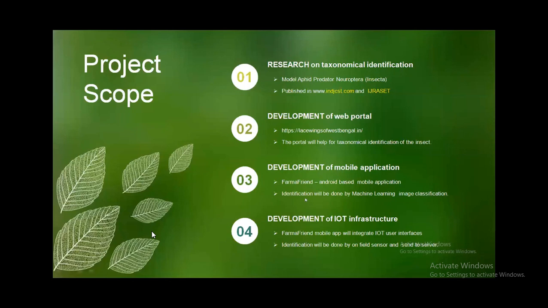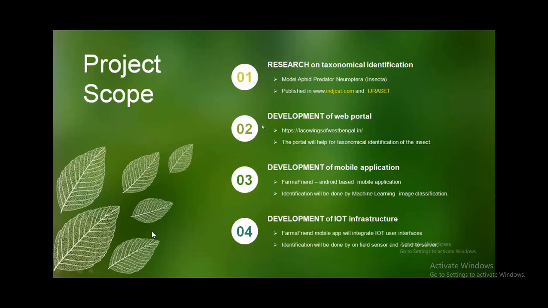Next, this is the project scope as I have scaled out. There was a fundamental research work done by me with some other respected people. That was basically on taxonomical identification of some insects. The insect group was aphid predator Neuroptera. The research paper was already published in this journal, and the work was done from January to May. On the basis of that research work, I am executing this whole project. This whole project takes up these three scopes, 2, 3, and 4.